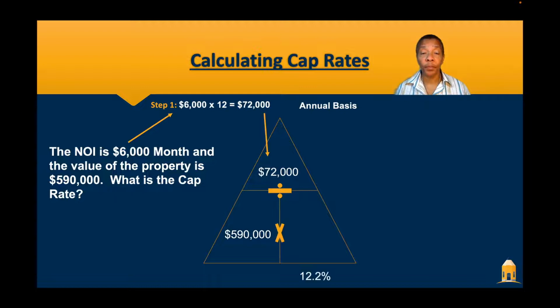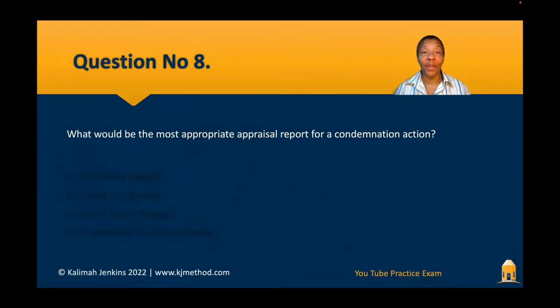Divide the two, and you will get 12.2%. Big mistakes here is that students will inverse the way that they're supposed to divide. If you have the T in front of you, 72,000 in the calculator first, divided by 590,000, you will get 12.2%. All right, next one, number 8.